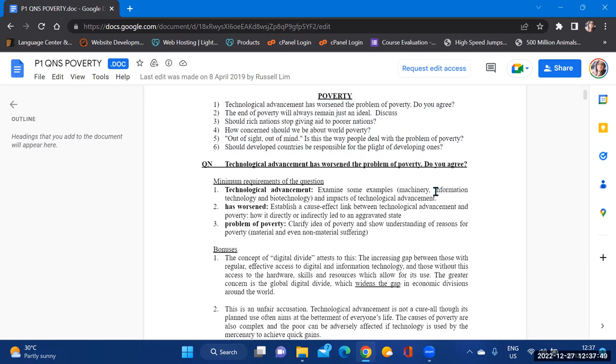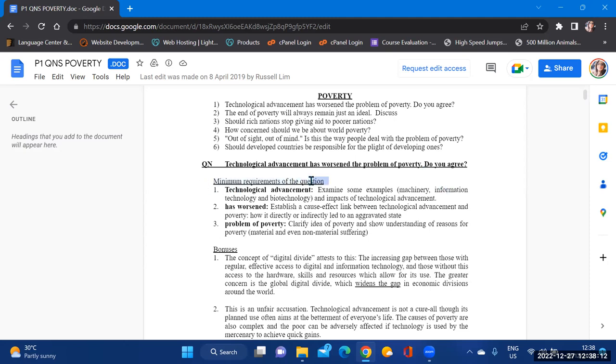Technological advancement has worsened the problem of poverty. Means between the income inequalities and income disparities between the haves and the have-nots, has it become worsened due to the problem of technological advancement? Right. So do you agree?